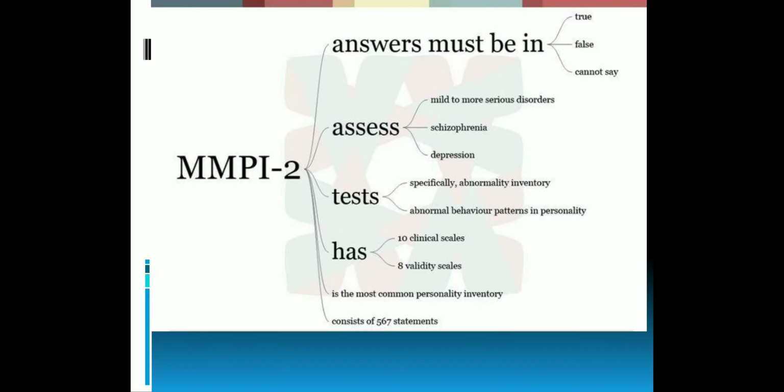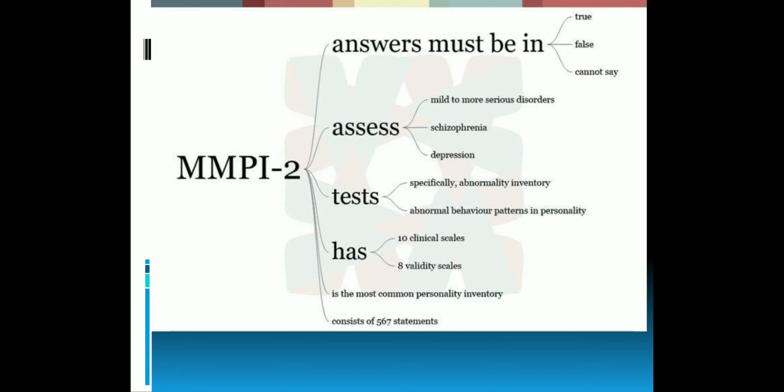Now, we have two versions, MMPI 1 and MMPI 2. In MMPI 2, the answers are in true or false, and the third option is when you are not sure and cannot say, right. They are used to assess mild to serious disorders like schizophrenia, depression, etc. They are used to assess the abnormalities, right. We have to understand what are the abnormal patterns of behavior in the personality.